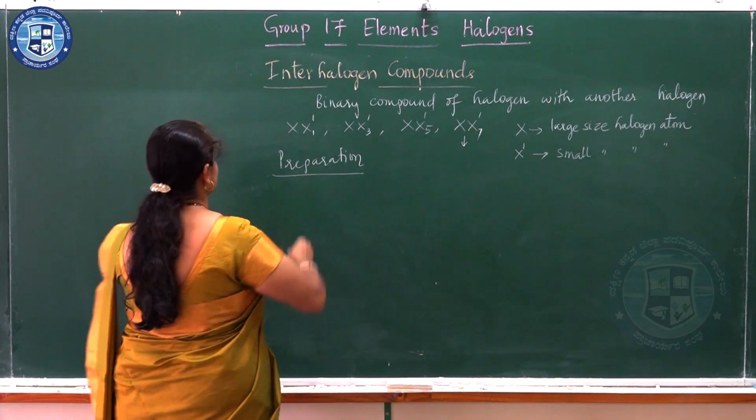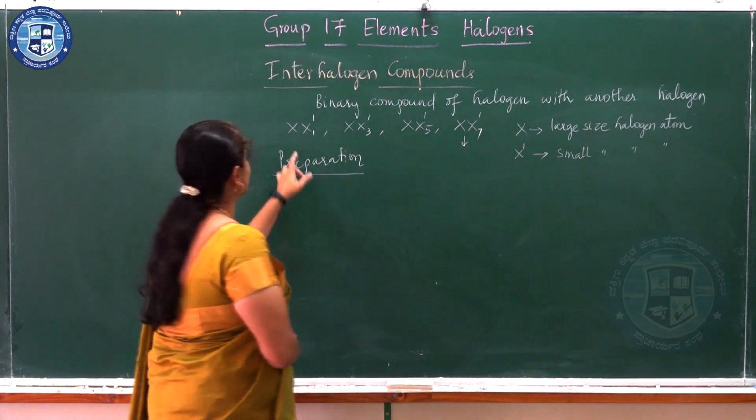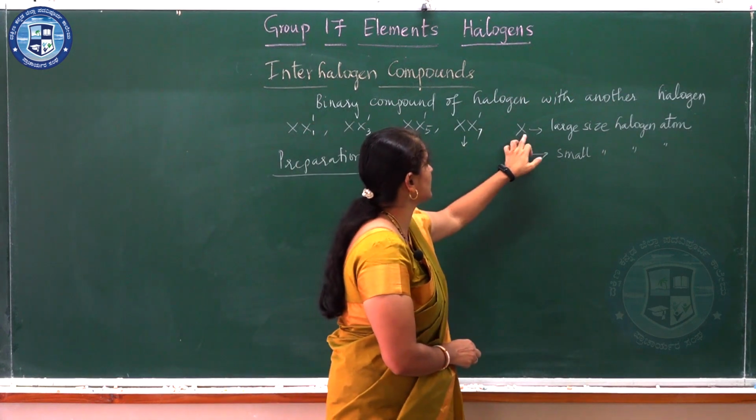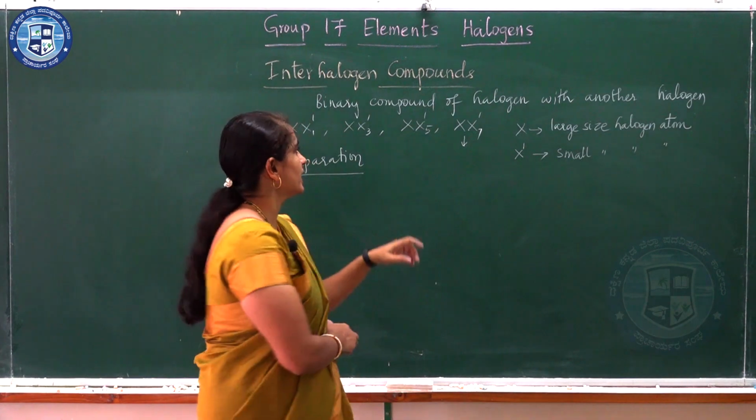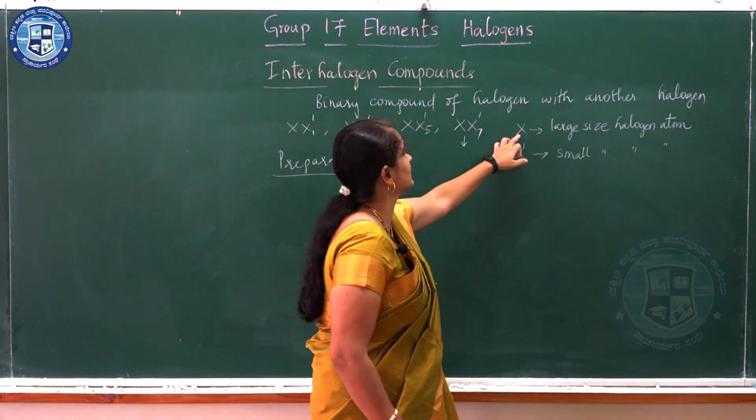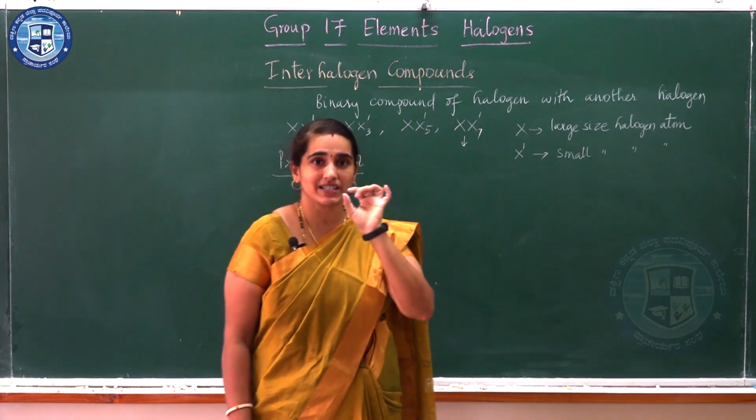Suppose I take the first one, one more point here students: while writing examples, X can never be fluorine. Remember, X cannot be fluorine at all, because fluorine has the smallest size.